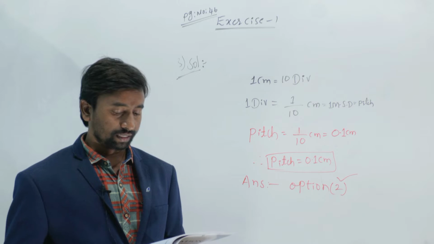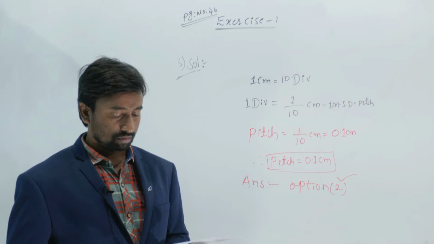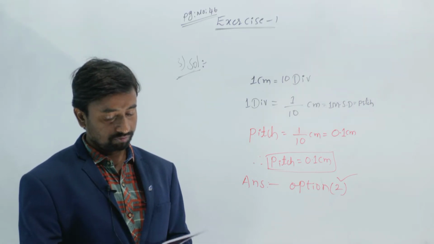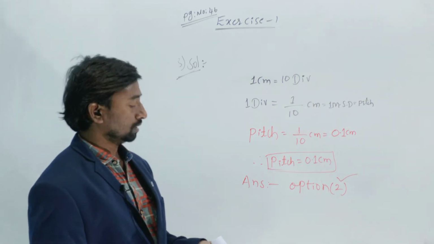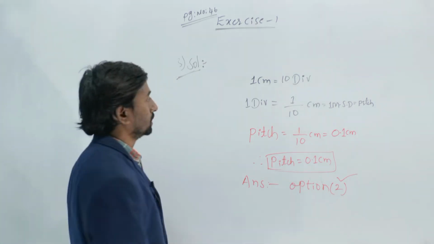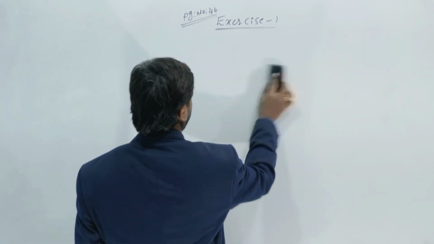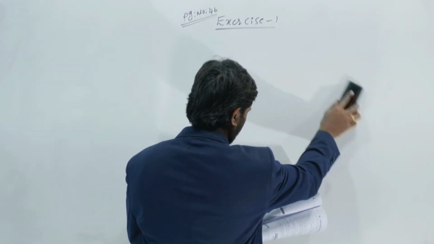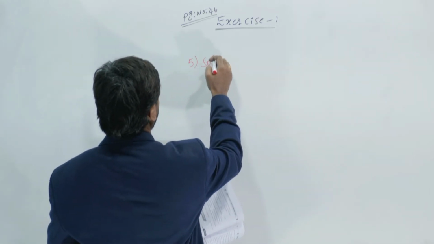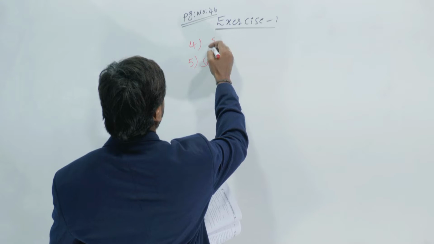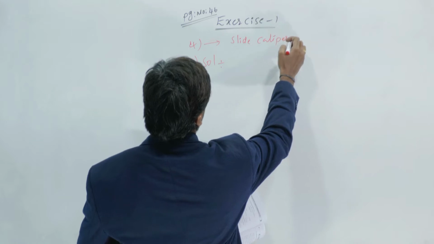The fourth question is a direct question. Vernier calipers are also known as slide calipers. The fifth one is also a formula question: the formula to find the length of an object using vernier calipers. The fourth one is direct, that is slide calipers. The correct answer is the second option.